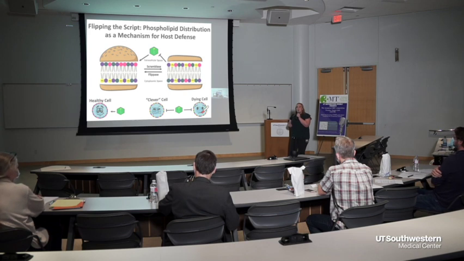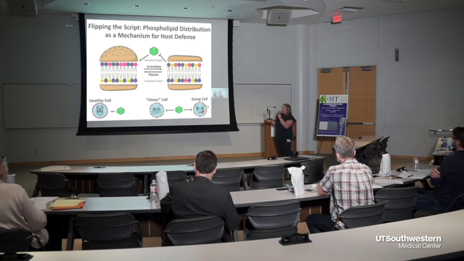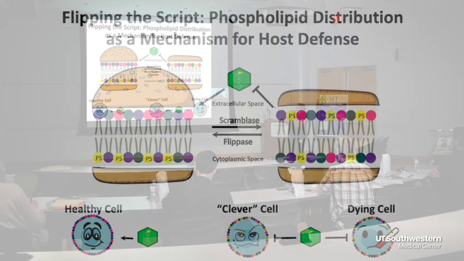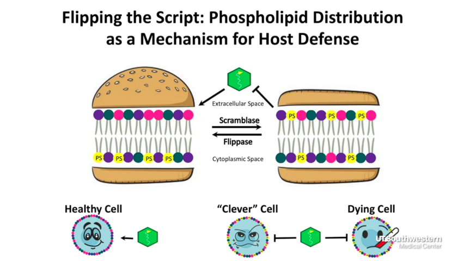In my work, I aim to understand how lipid asymmetry in the phospholipid membrane affects viral entry. The plasma membrane is composed of phospholipids arranged in a bilayer. And within this bilayer, the lipids are arranged asymmetrically, making the two sides of the membrane similar but slightly different, just like the two sides of a hamburger bun. Proteins known as flippases maintain phospholipid asymmetry.